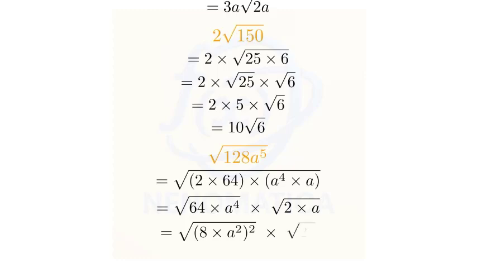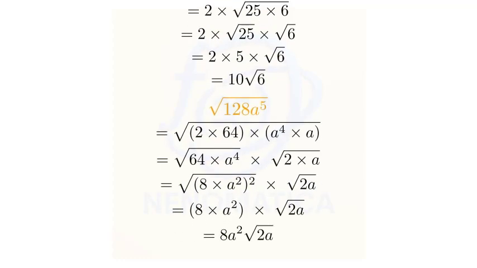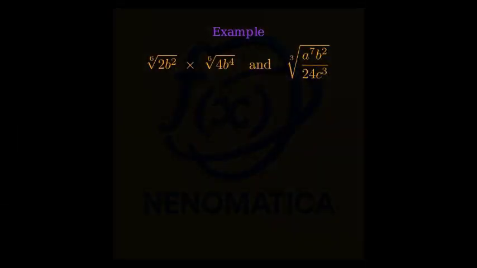Rewrite the first part as the square root of the quantity 8 times a squared, all squared, times the square root of 2a. Take the square root of the perfect square to get 8a squared times the square root of 2a, and write the final form as 8a squared square root of 2a. Then the two expressions we will simplify.